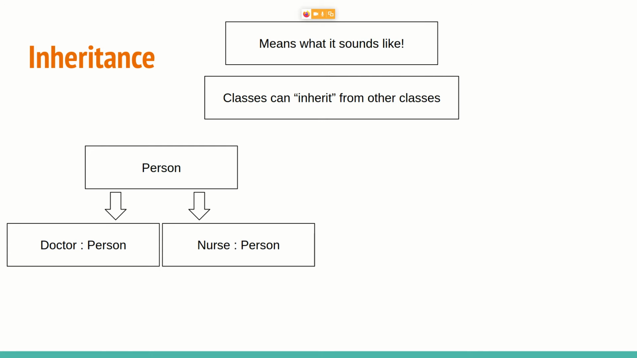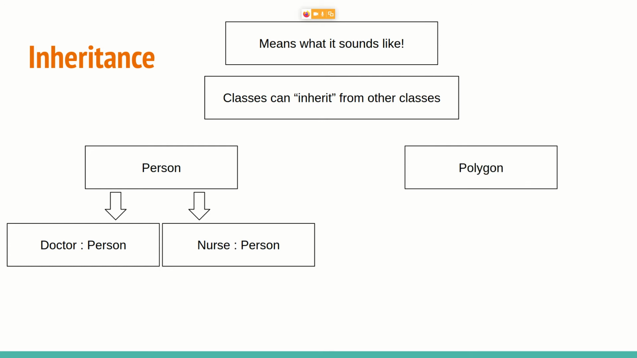So what would that mean? It would mean a doctor has everything a person has, and you can add some extra stuff as well. A nurse has whatever a person has, and you can add some extra stuff as well. And the same is true for a polygon class.